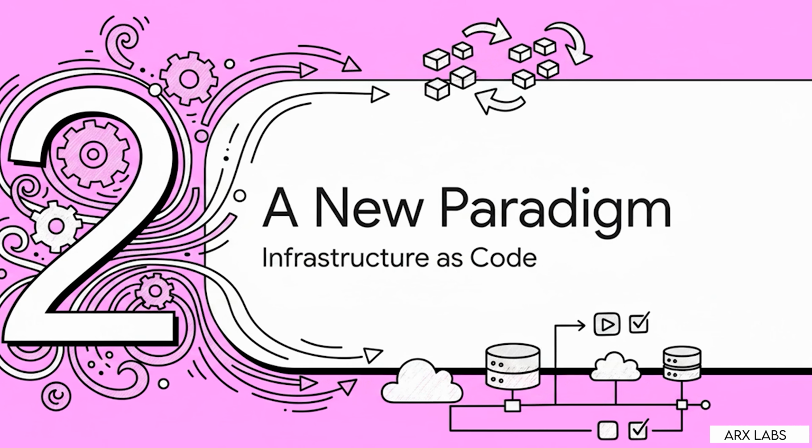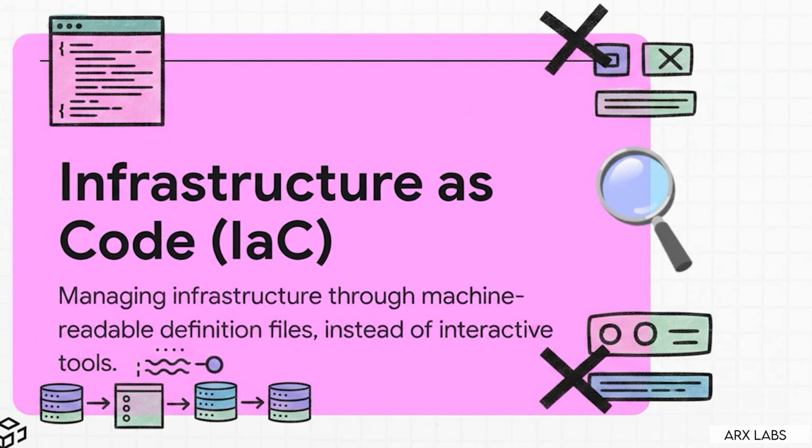Okay, so out of that chaos came a truly revolutionary idea, a completely new way of thinking about our systems. Infrastructure as code. You'll hear it called IaC for short. So, what is it? Simply put, instead of clicking around in a web browser, you define every piece of your infrastructure, your servers, your networks, your databases, in configuration files. You write code that describes what you want, and that's it. You start treating your infrastructure exactly like you treat your application code.